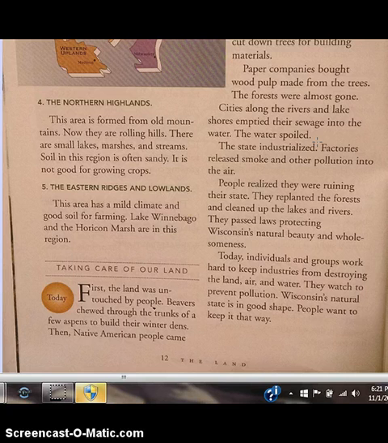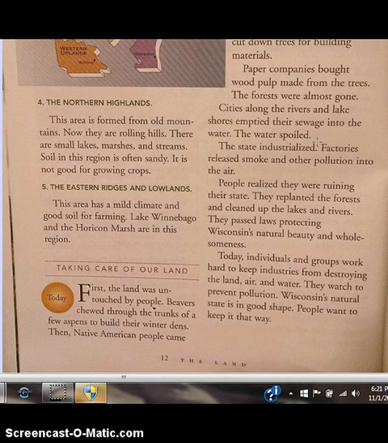Wonder what that cause and effect would be there if we put pollution into the air. People realized they were ruining their state. They replanted the forests and cleaned up the lakes and rivers. They passed laws protecting Wisconsin's natural beauty and wholesomeness.